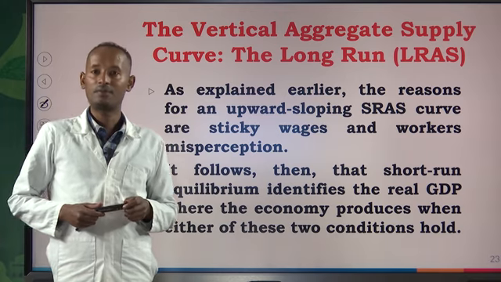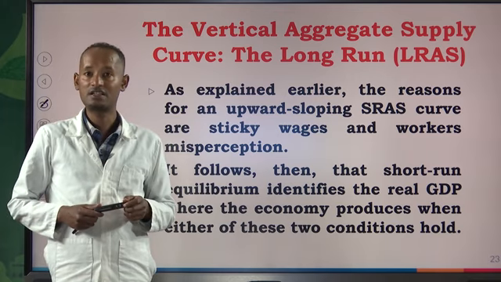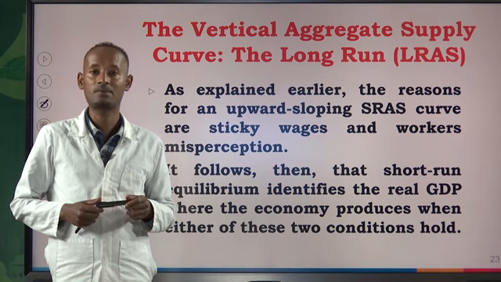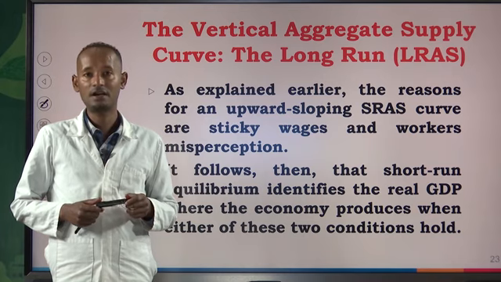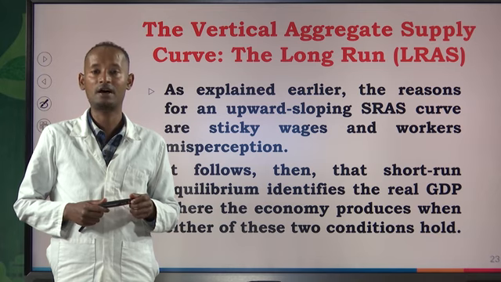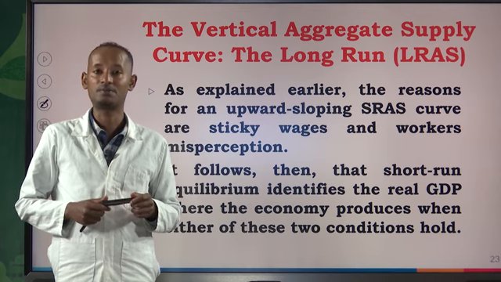Let's see the other type of supply curve called the vertical aggregate supply curve, which is also called the long run aggregate supply curve. As explained earlier, the reasons for an upward sloping short run aggregate supply curve are sticky wages and workers' misperception.